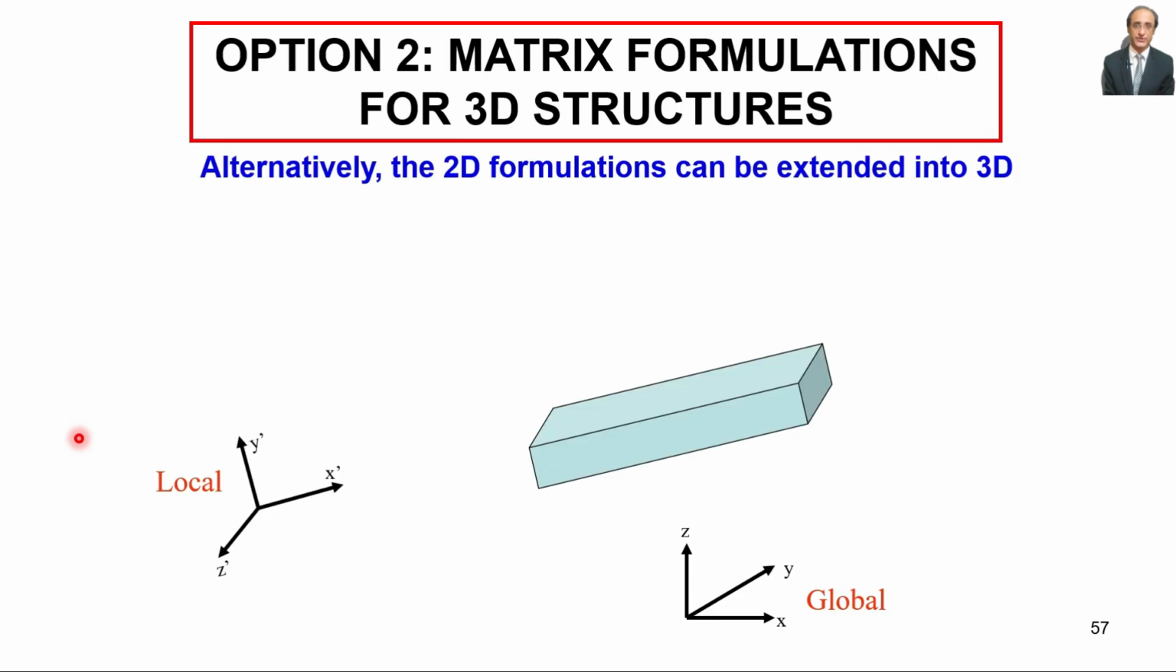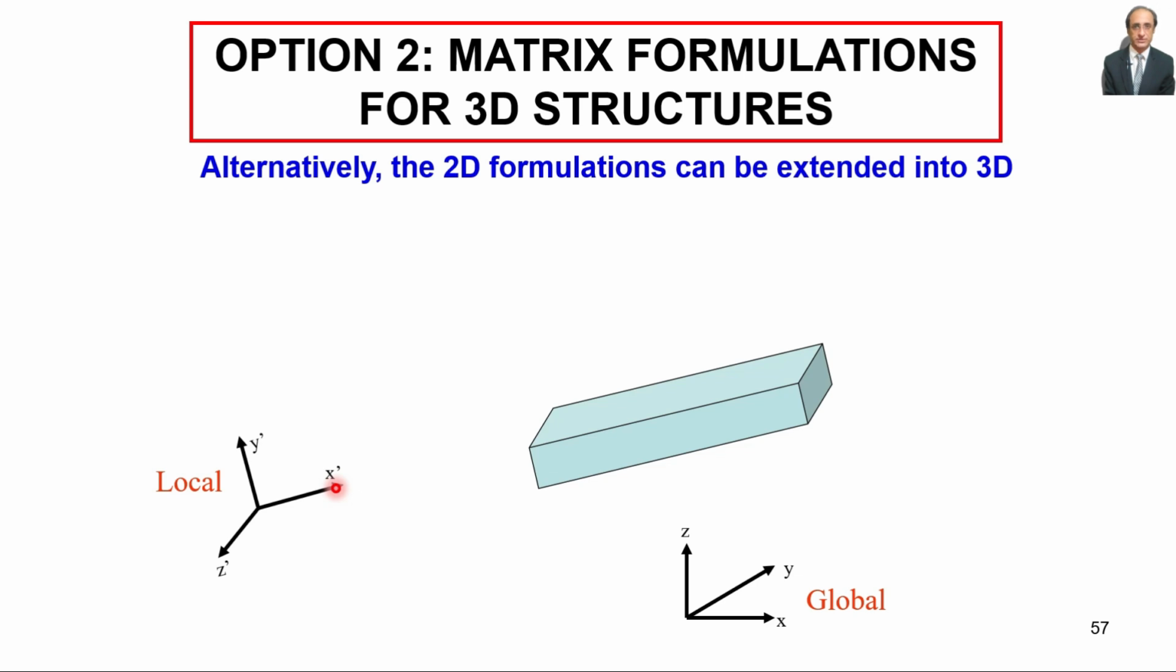Alternatively, a more rigorous way is to extend the 2D formulations to proper 3D format. Let's say we have a member inclined in any direction and we have to fix the global and the local coordinate systems as we had done for the 2D case. We assume the global coordinate system like this, that x and y axes are lying in the horizontal plane and z is pointing vertically upwards. As far as the local coordinate system is concerned, we have to fix the local x-axis along the centroidal axis of the member. The choice of the local y and z-axes lies with the user.